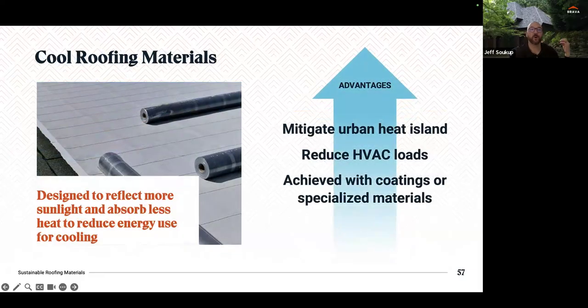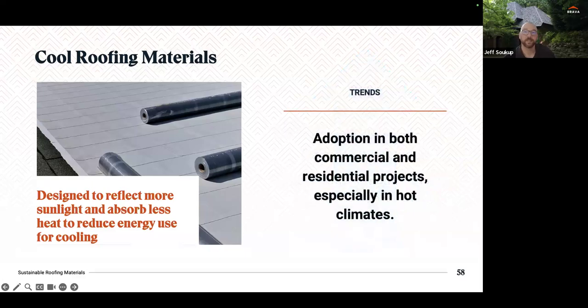Some cool roofing materials. Cool roofing, if you're not familiar with it, if you're not doing a lot of work in California, Title 24, is just evaluating materials for their reflectivity and their emissivity, hoping to mitigate urban heat islands and reduce HVAC loads. These are largely achieved with coatings or just different colored materials. They're designed to reflect more sunlight and absorb less heat. Adoption in both commercial and residential makes a meaningful difference in hot climates, or even high altitude. They will help you long term.